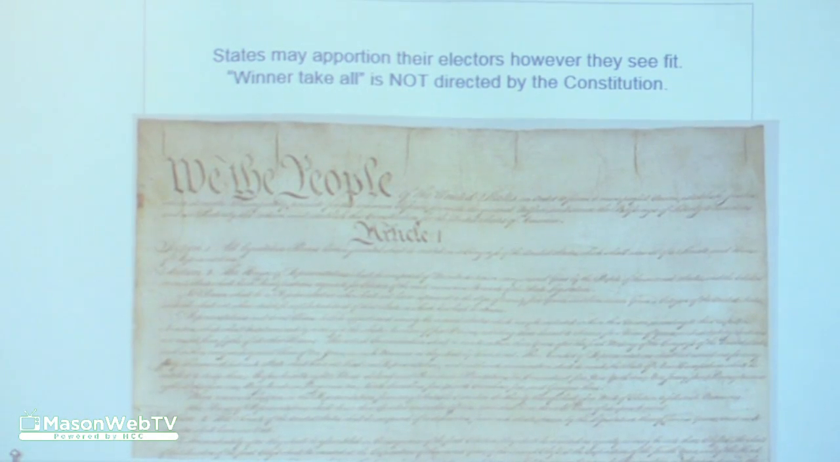It is in the Constitution that the states have exclusive control over awarding their electoral votes. So states are free to assign their electors in whatever manner they see fit. That's according to the Constitution.